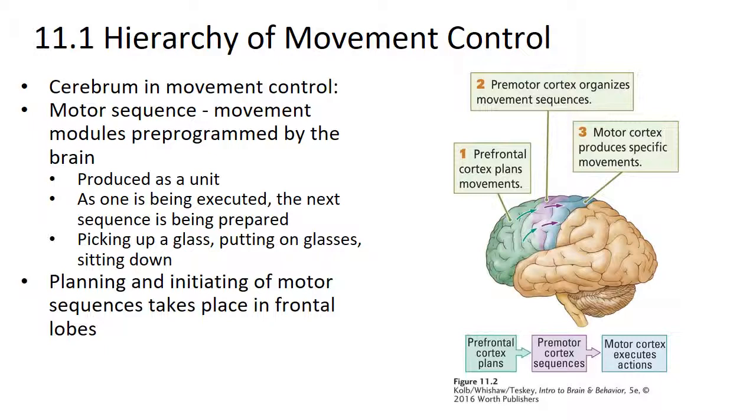As one motor sequence is being executed, the next sequence is being prepared, so it's sort of on standby. And motor sequences code for simple actions that we do a lot over and over again, such as picking up a glass, putting on your glasses, sitting down in a chair, picking up a book. The planning and also the initiation of motor sequences takes place in the frontal lobes. So most of the motor activity, planning and execution, takes place in the frontal lobe, forward from the central sulcus.